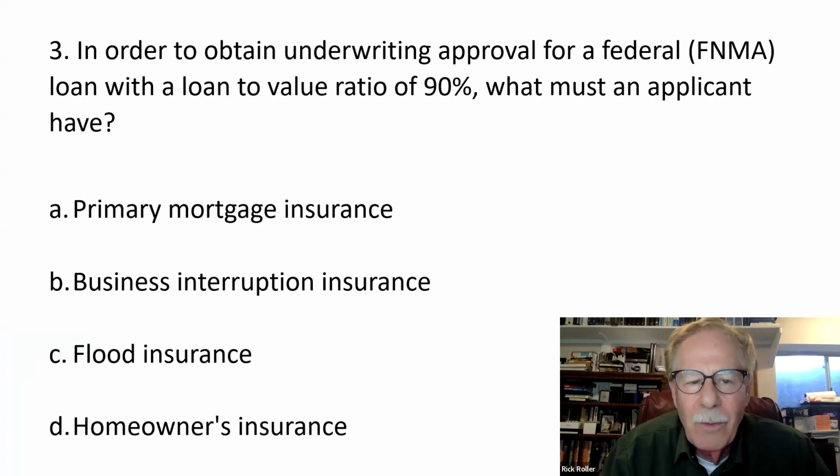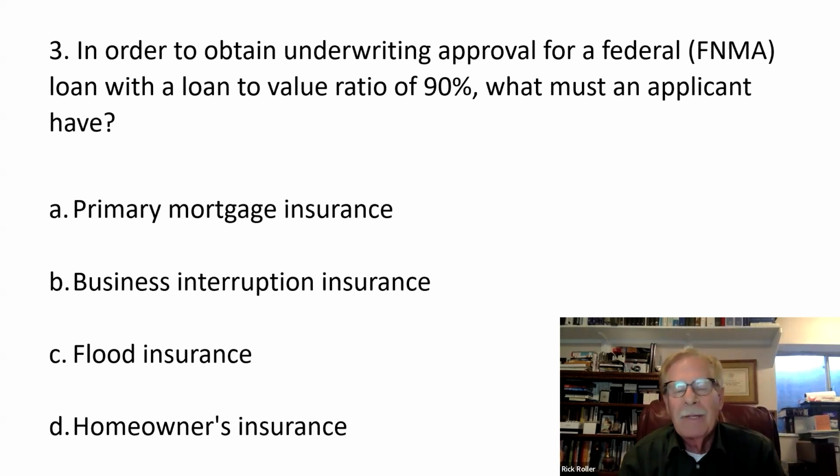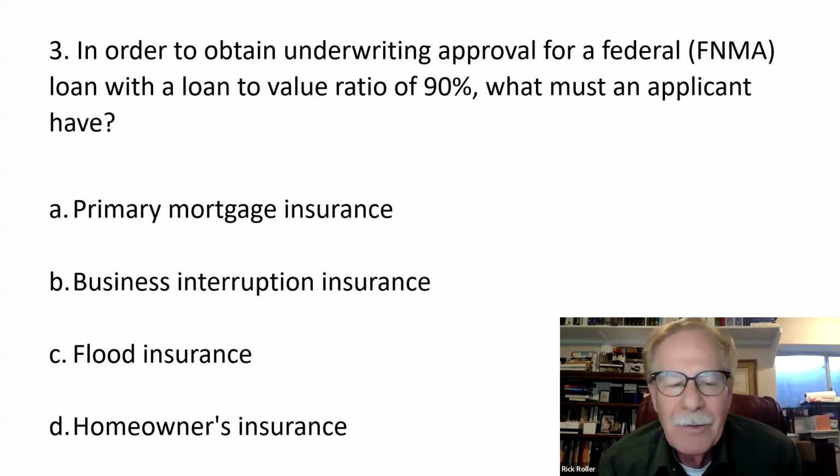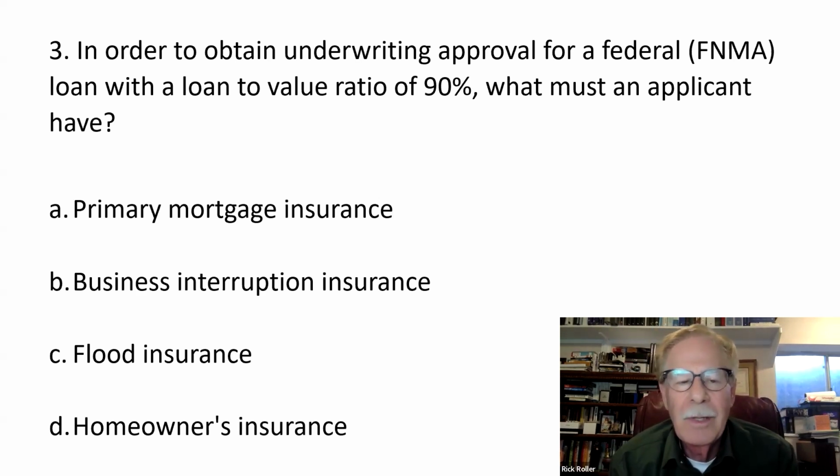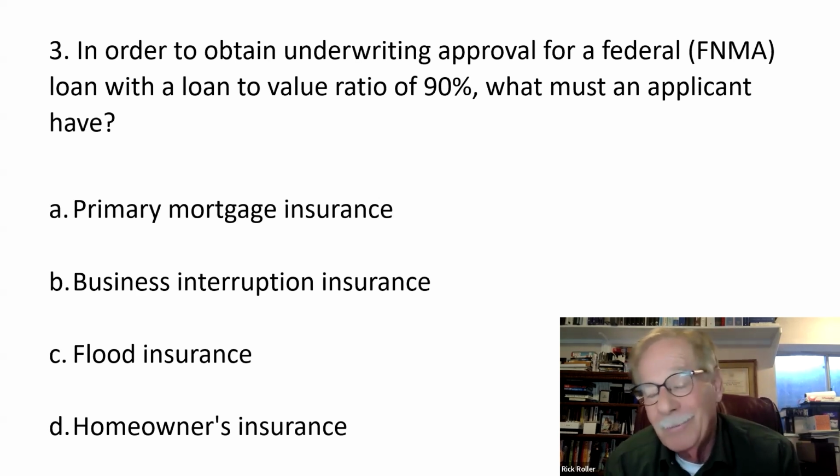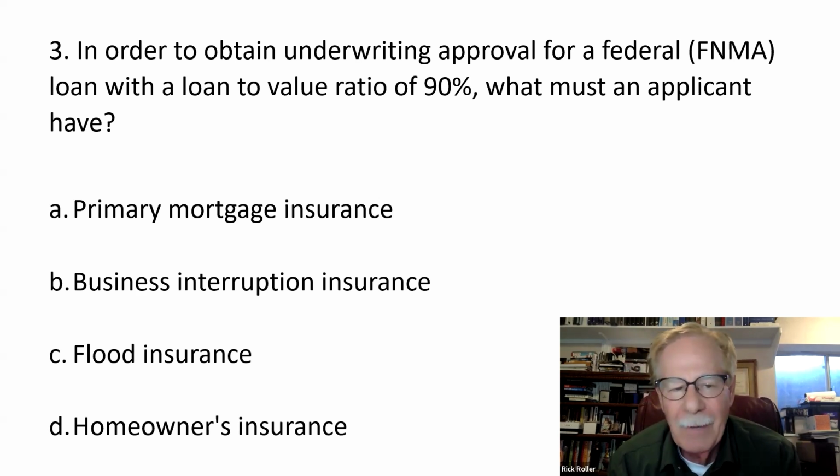Looking at number 3, it says, in order to obtain underwriting approval for a federal Fannie Mae loan with a loan to value ratio of 90%, what must the applicant have? Well, from that last discussion we just had on question 2, we know that the lender will lend you some money if it's over 80%, but they want someone else there to help mitigate that risk. And that someone else is going to want a premium for the insurance to mitigate that risk. But that's okay, because sometimes people need the high ratioed loans in order to get into the home.